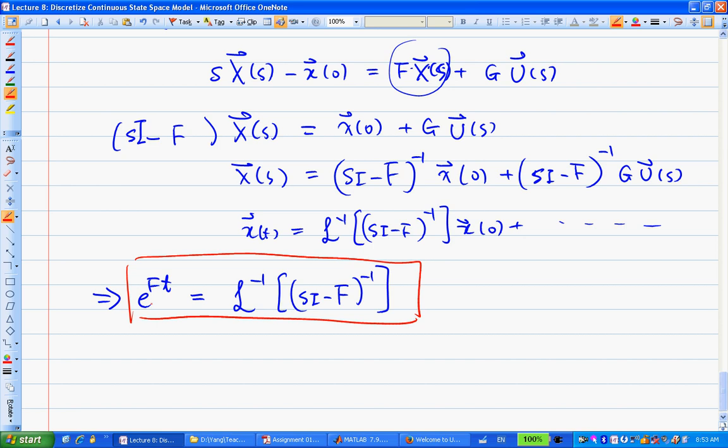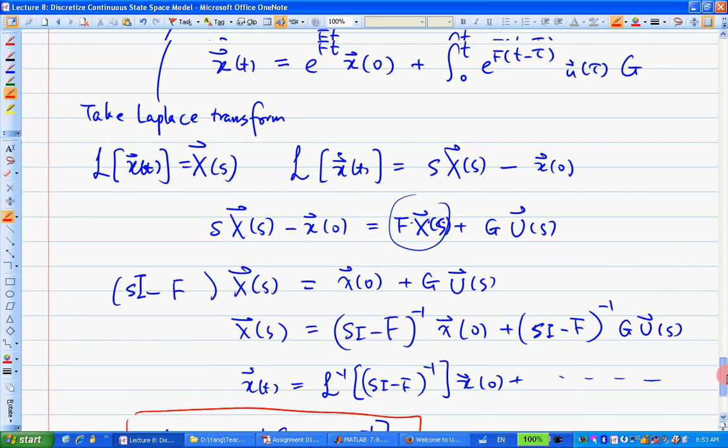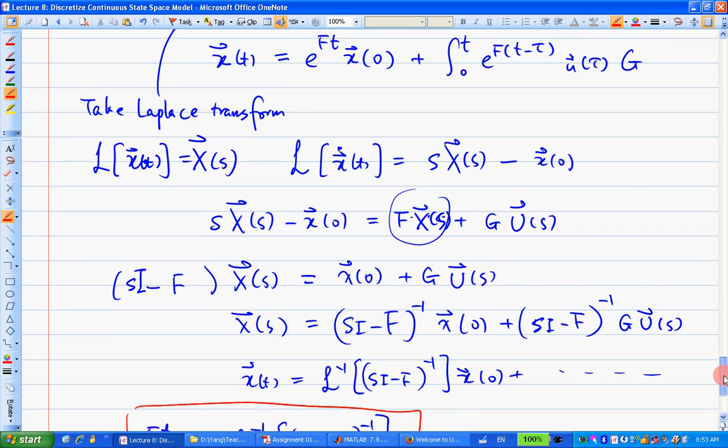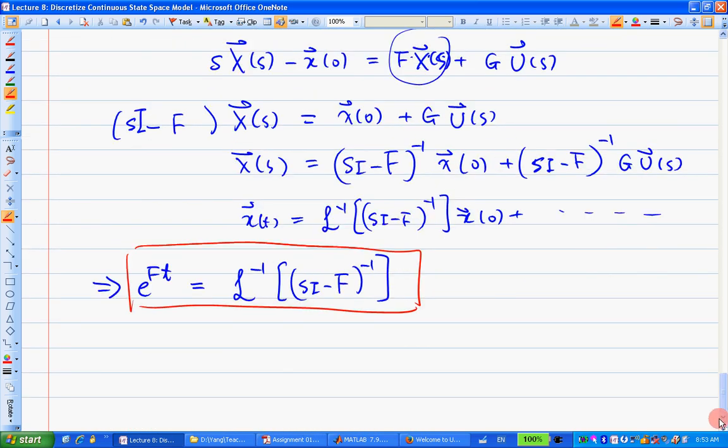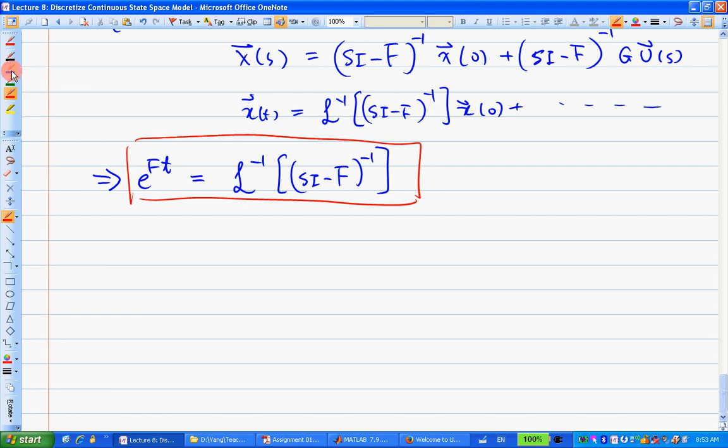Good. So now I'm going to give you an example right here. Any questions? Did I lose anybody here? Most of those are basically fundamental calculus, okay? So let's take an example.